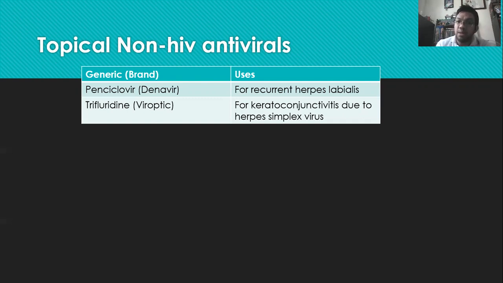Trifluridine or Viroptic, this is for keratoconjunctivitis due to herpes simplex virus. That is why if the mother who is giving birth has herpes genitalis, this should be applied to the eyes of the newborn as a prophylactic treatment for keratoconjunctivitis.